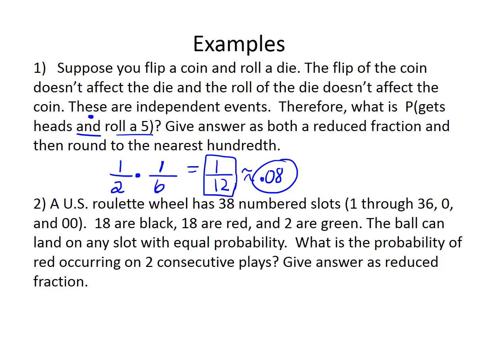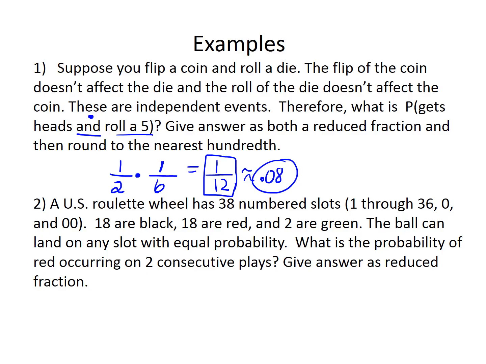A U.S. roulette wheel has 38 numbered slots, right? If you've never seen one, they're numbered 1 through 36, but they also have these 2 green slots of 0 and 00, and that's the one that throws off the probability. There are 18 black, 18 red, and 2 are green. So if there was just a roulette wheel and there was no green, you would have a 50-50 chance of landing on black or red, but the green ones actually throw the probability down a little bit of getting a black or a red.